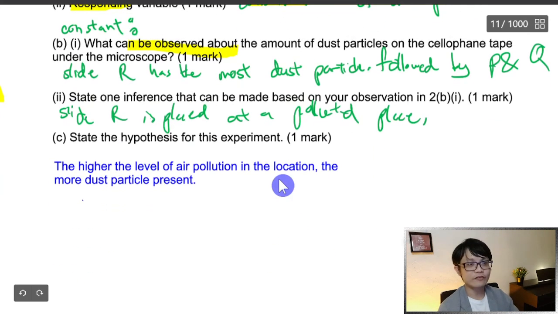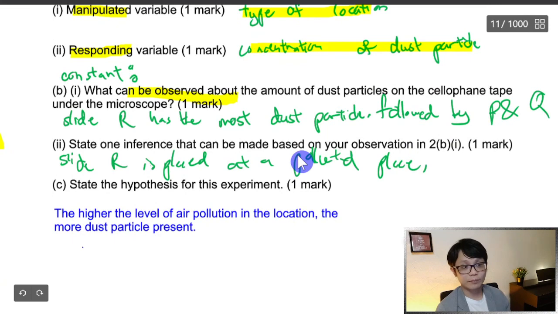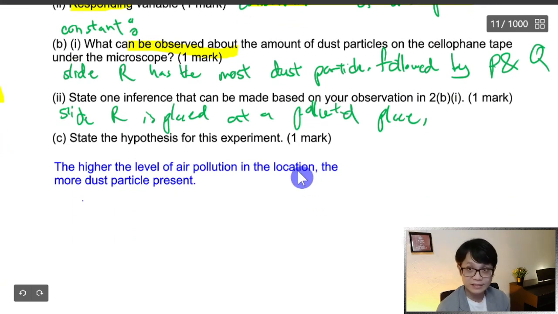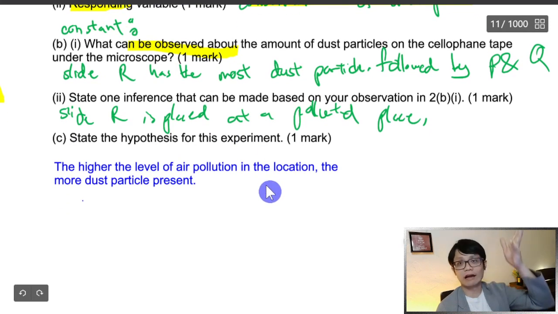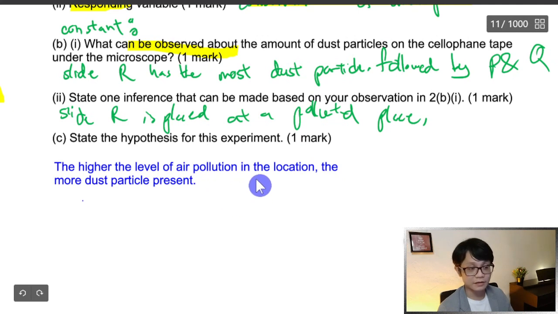So there are a few hypotheses. I think this will be the best also, because the higher the level of air pollution in the location, the more dust. When I want to do the experiment, I will do this experiment. But of course, just now I said location R is more polluted than location Q, and then you want to do the experiment, you also do the same experiment. So in one experiment, there are a few hypotheses that you can test. But that is until you go to university. For now, we just stick to one hypothesis first, okay?